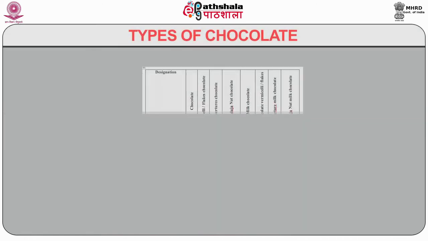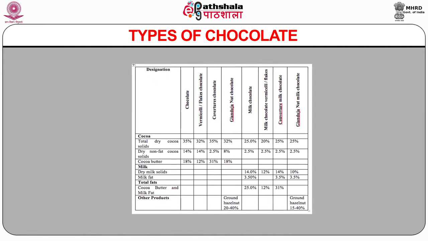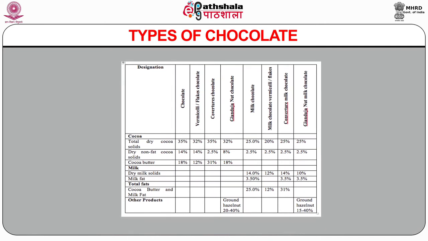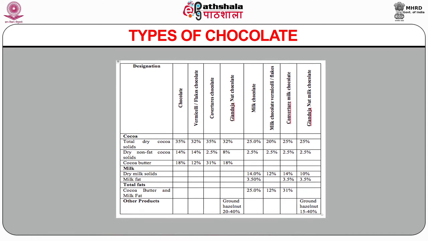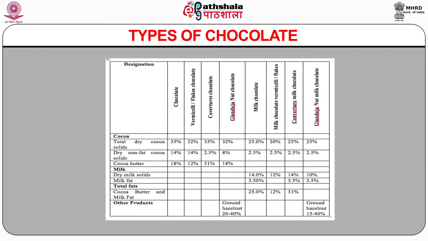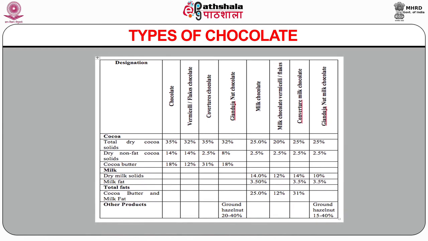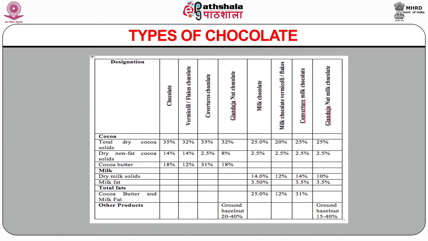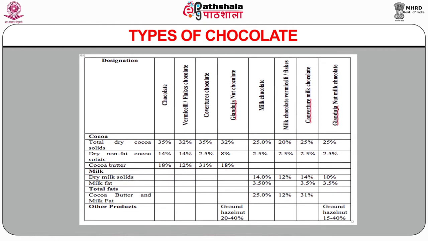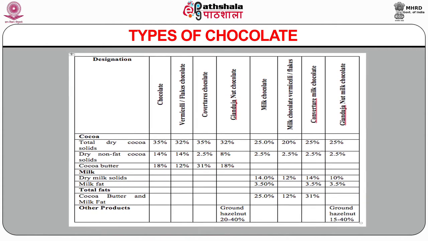Types of chocolate. Designation: chocolate, vermicelli flakes chocolate, couverture chocolate, gianduja nut chocolate, milk chocolate vermicelli flakes, couverture milk chocolate, gianduja nut milk chocolate. Cocoa. Total dry cocoa solids 35%, 32%, 35%, 32%, 25%, 20%, 25%, 25%. Dry non-fat cocoa solids 14%, 14%, 2.5%, 8%, 2.5%, 2.5%, 2.5%, 2.5%. Cocoa butter 18%, 12%, 31%, 18%. Milk. Dry milk solids 14%, 12%, 14%, 10%.